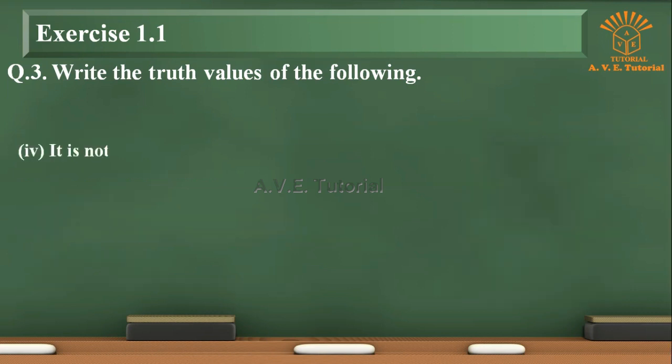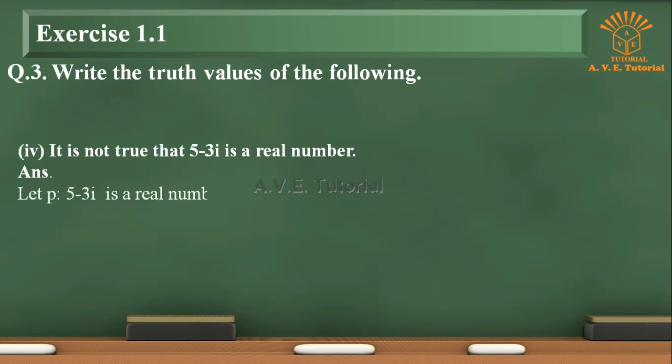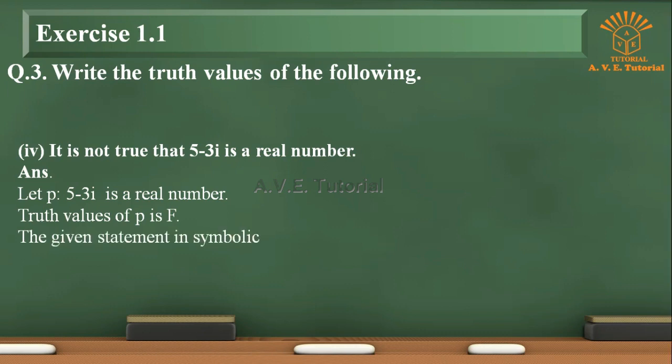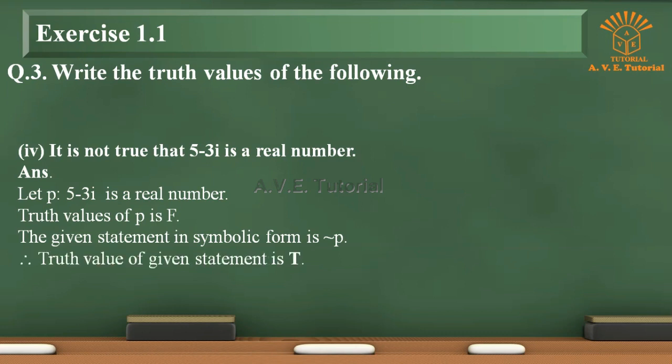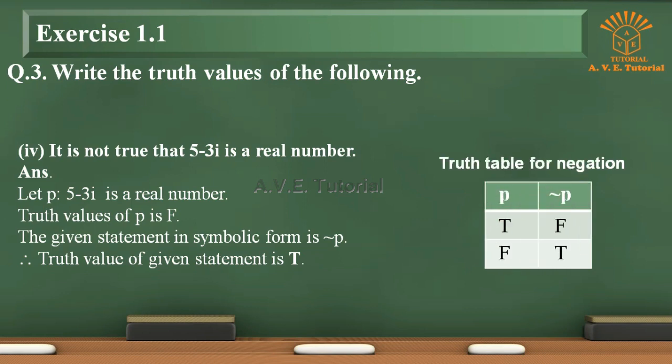Fourth, it is not true that 5 minus 3i is a real number. Answer. Let statement P be 5 minus 3i is a real number. Truth values of P is false, F. The given statement in symbolic form is negation of P. Therefore, truth value of given statement is true T, as per truth table.